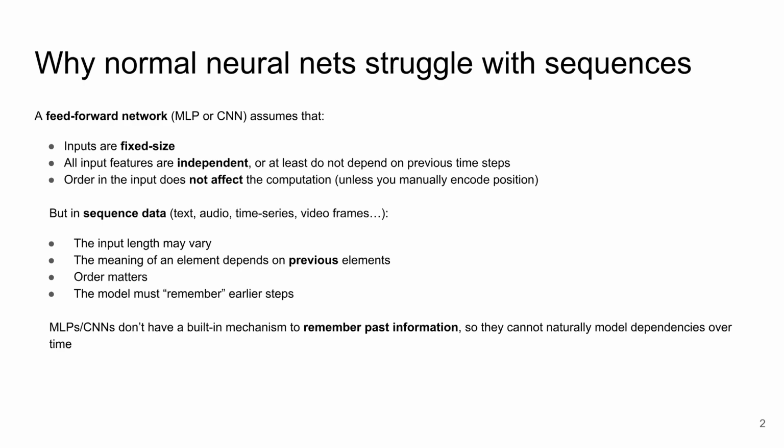The meaning of each element depends heavily on what came before it. Order is absolutely critical, and the model needs to remember earlier steps to make sense of later ones. Standard neural networks simply don't have a built-in way to remember past information. They process each input independently, so they can't capture these temporal dependencies. For example, if you're trying to predict the next word in a sentence, knowing the previous word completely changes what word makes sense next. That's where RNNs come in.